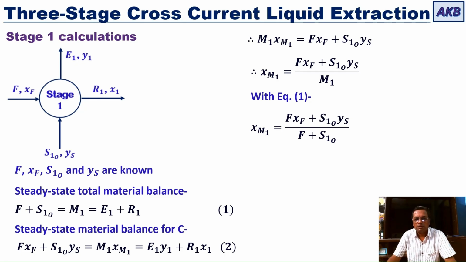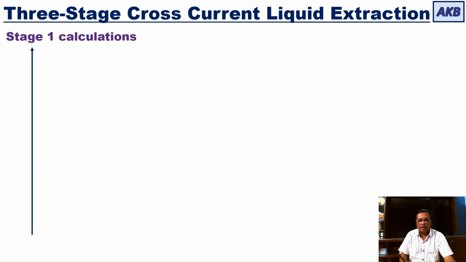So for stage number 1, we have considered it separately, and for this stage we have written the steady state total material balance, and then the steady state material balance for the solute C. And now let us follow these material balances on the ternary diagram. In my discussion, I'll be using the ternary diagram on rectangular coordinates.